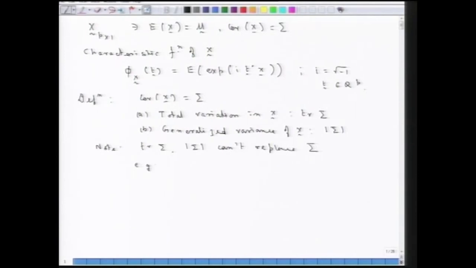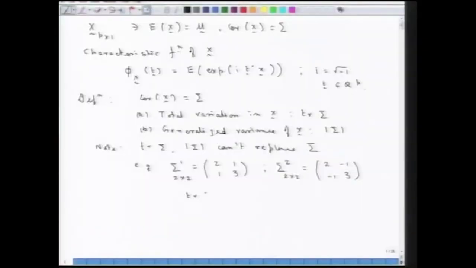It's obvious actually if you look at an example. Suppose sigma is a 2 by 2 matrix which has elements 2 and 3 on the diagonal, and 1, 1 on the off diagonal. Suppose this is the first sigma matrix, the covariance matrix. We can have another 2 by 2 sigma matrix which has the same entries 2 and 3 on the diagonal, and minus 1 and plus 1 on the two off diagonals. So, these are two different covariance matrices. However, if we look at the total variation, given by the trace of sigma, the trace of sigma 1 will be equal to the trace of sigma 2, and that is equal to the sum of the two diagonal elements, that is 5.